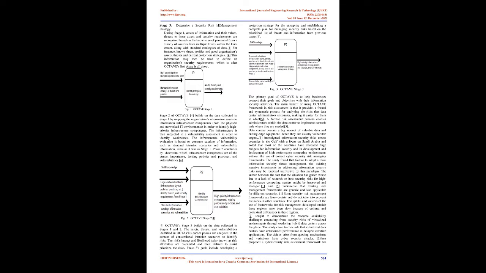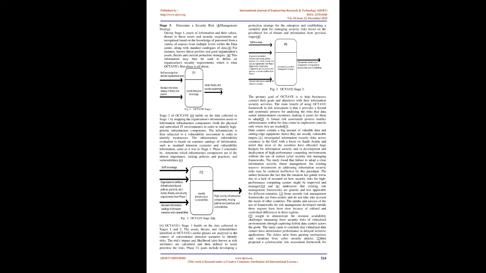all about. Stage 2 of Octave builds on the data collected in Stage 1 by mapping the organization's information assets to information infrastructure components, both the physical and networked IT environments, in order to identify high-priority infrastructure components. The infrastructure is then subjected to a vulnerability assessment in order to identify weaknesses. The infrastructure vulnerability evaluation is based on common catalogs of information, such as standard intrusion scenarios and vulnerability information, same as it was in Stage 1. Phase 2 concludes by determining which infrastructure components are of the utmost importance, lacking policies and practices, and vulnerabilities.